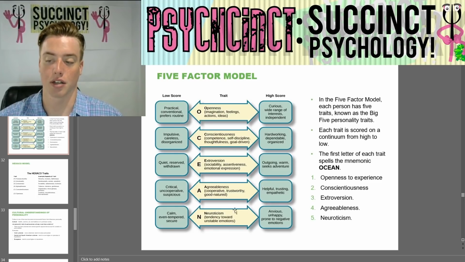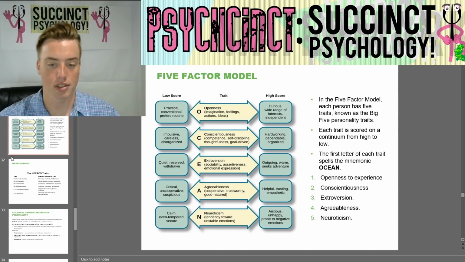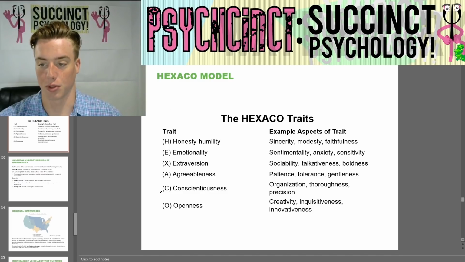And finally, N, neuroticism, which is a tendency toward unstable emotions. Low score, you are calm, even-tempered, and secure. But if you have a high score, you are anxious, unhappy, and prone to negative emotions. So that is the 5-factor model. Next, we have the HEXACO model. So the HEXACO traits, here we have, again, another mnemonic.